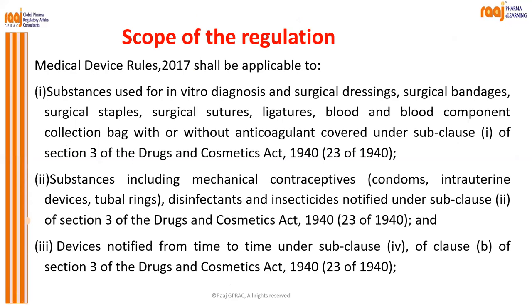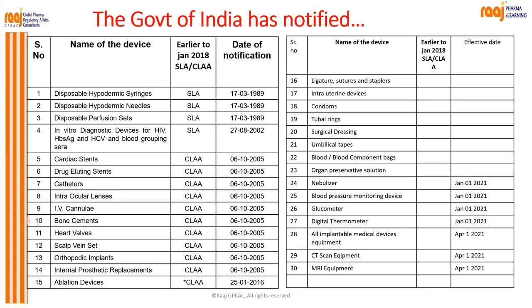So, what is the scope of this regulation? The Medical Devices Rules 2017 shall be applicable to the substances used for in vitro diagnosis and surgical dressings, surgical bandages, staples, and so on. Then substances including mechanical contraceptives, this we have seen, and devices notified from time to time under the clause. So in the CDSCO website, if you see, there are lots of devices that come under notified devices.